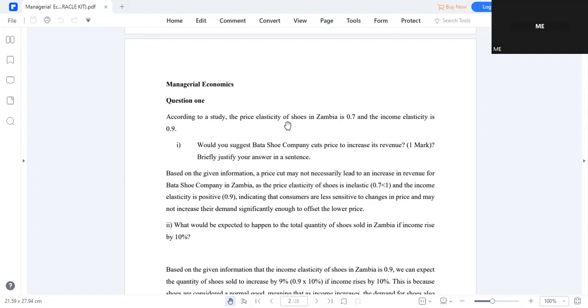So at 0.7, you just multiply it by the percentage increase. If you're going to increase by 10%, it means you lose demand by 7% for elasticity of demand.